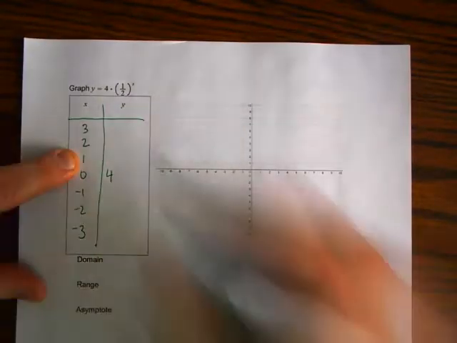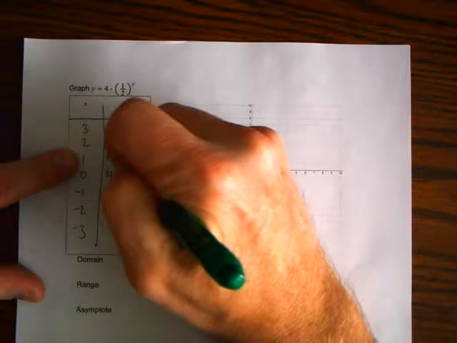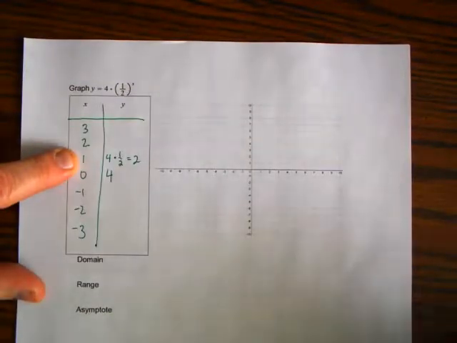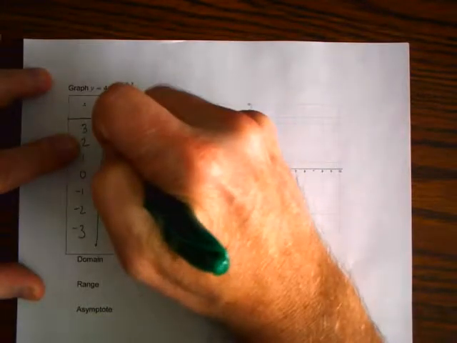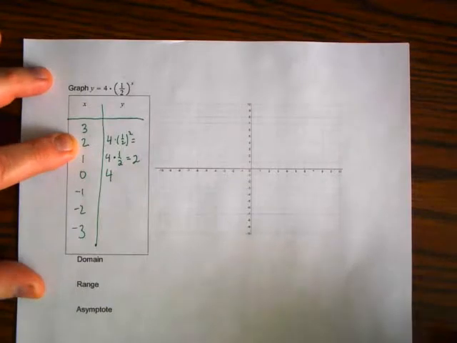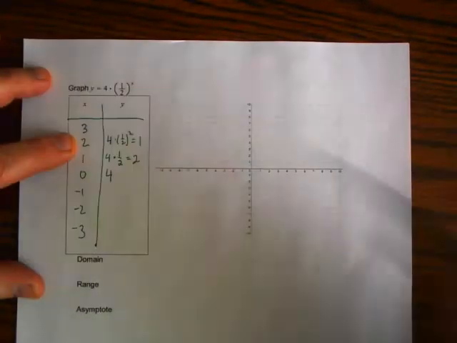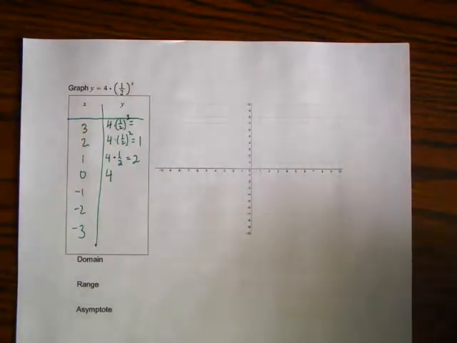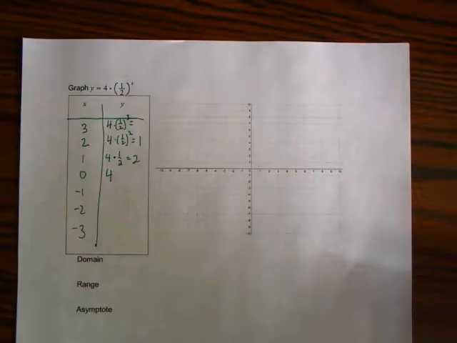Plug in 1. If I plug in 1, I get 4 times 1/2. 4 times 1/2 is 2. Plug in 2, I get 4 times 1/2 squared. Well, 1/2 squared is 1/4. 4 times 1/4 is 1. And when I plug in 3, I get 4 times 1/2 cubed. 1/2 times 1/2 times 1/2 is 1/8. 4 times 1/8 turns out to be a half.